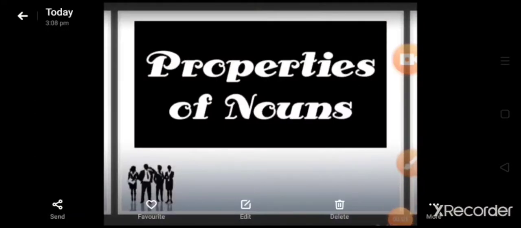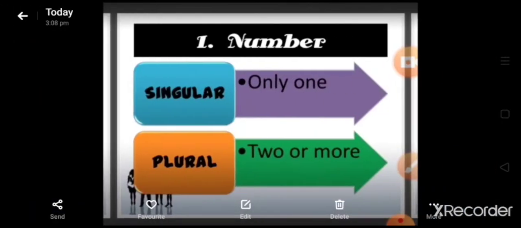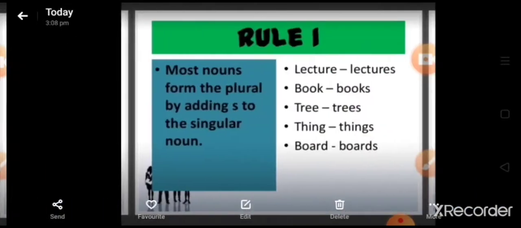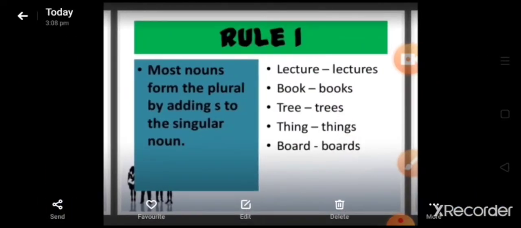Once again, we are going to revise chapter number 4, properties of nouns. Here you can see the properties of nouns are singular and plural. Singular, as you all know, means only one, and plural denotes two or more. Rule number 1: most nouns form the plural by adding s to the singular noun.